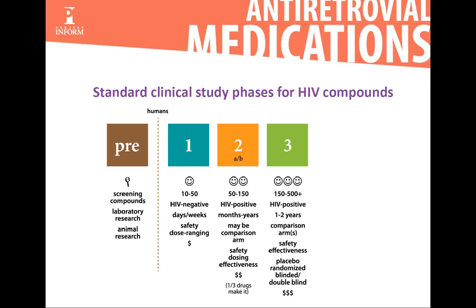Also, comparison arms here, so a group of people on the medication that you're looking at versus a placebo group is what would be typical in a phase 3 clinical study. Continuing to look at safety, the dosing has already been taken care of in the earlier phases of study. Safety and effectiveness are the two highlighted areas in phase 3, and a great deal more money is spent on this because of the number of people and the length of the phase of study.